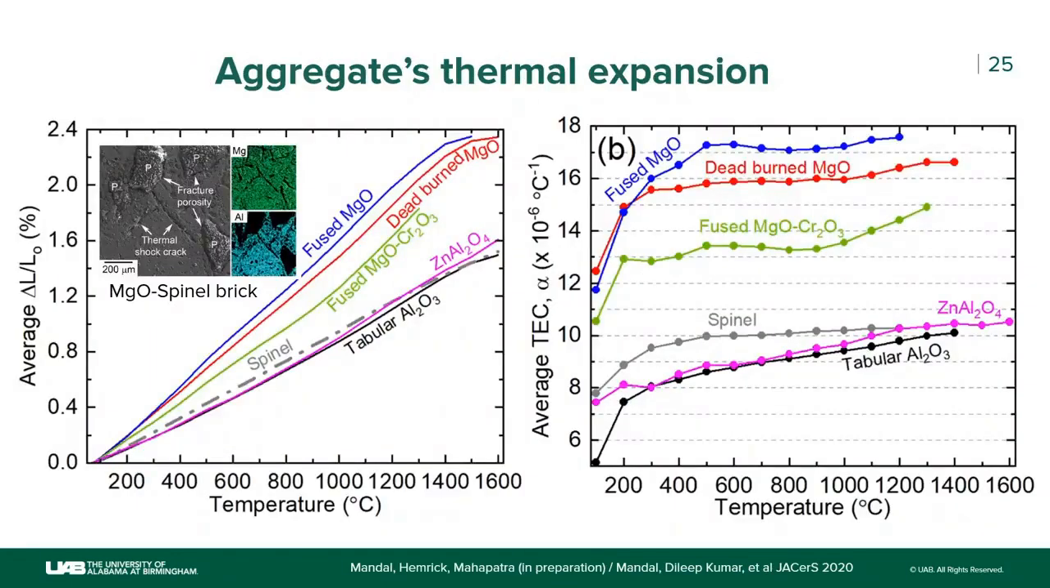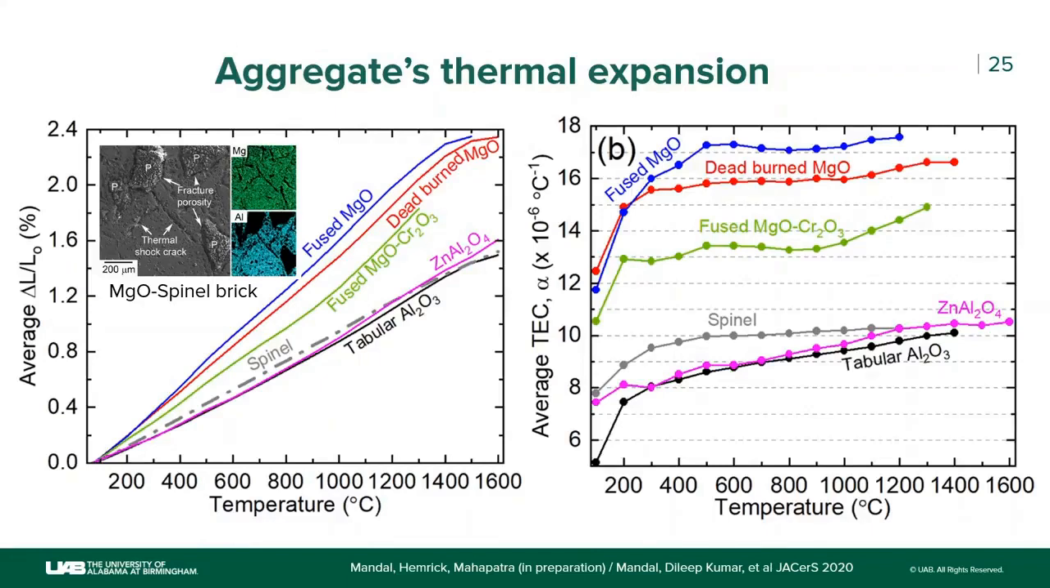Finally, dilatometer. These are dilatometer runs on the aggregates themselves. You see fused magnesia has the highest expansion coefficient, much more than DBM, just because there is a crystal size difference in it. You see fused magnesia's expansion coefficient, and then you see tabular alumina, spinel, and zinc aluminate all almost the same. So this is one of my previous papers in JSORS.